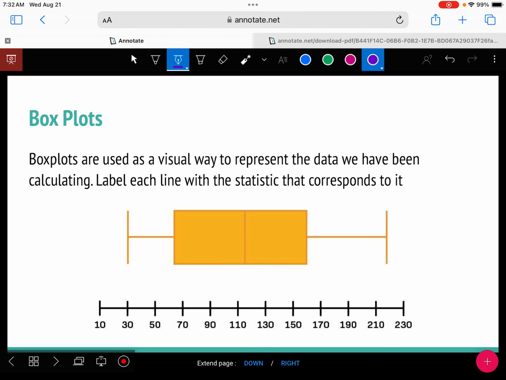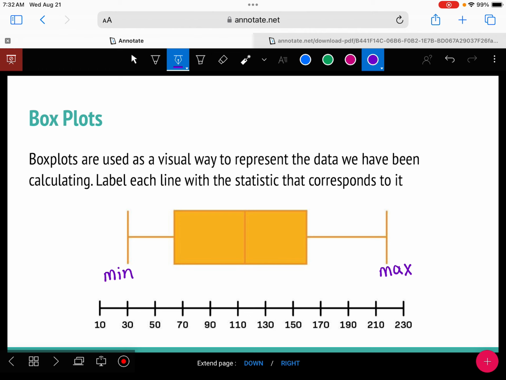All right, and what this shows us is all that information we've been working with. What might the minimum data point be on this? 30. You're exactly right. Without me telling you a thing about this, we could figure out that this was our minimum. What might our maximum be? 220. Up here, this line is our maximum.